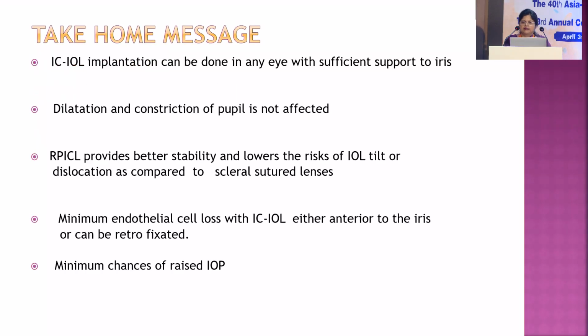The take-home message is that IOL implantation can be done in any eye with sufficient iris support. Dilatation and constriction of the pupil is not affected. RP-ICL provides better stability and lowers the risk of IOL tilt or dislocation as compared to scleral fixated lenses. There is minimum endothelial cell loss with the IOL anterior to the iris or retrofixed, and minimum chance of raised intraocular pressure.